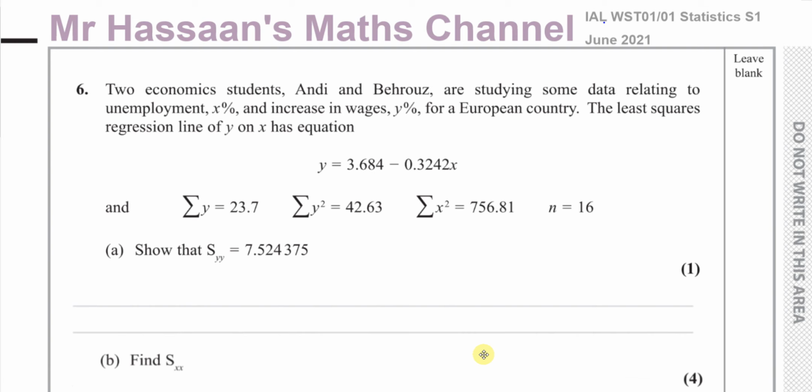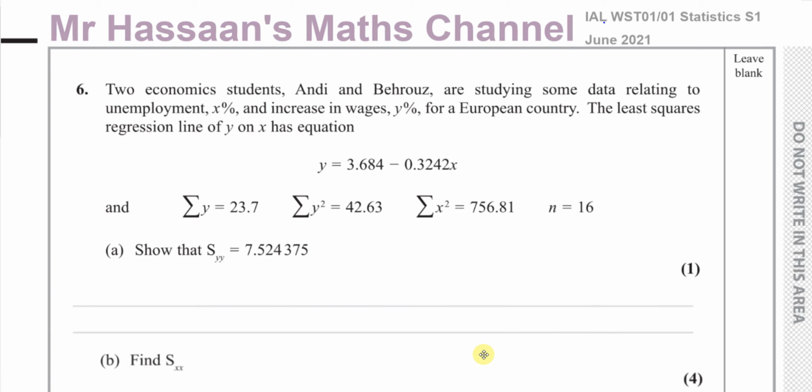Okay, welcome back. This is question number 6, the final question on this paper of June 2021 of the International A-Level Edexcel Statistics S1 exam. This question is about correlation and regression. Two economic students, Andy and Behrouz, are studying some data related to unemployment, which is denoted as X%, and increase in wages, Y%, for a European country.